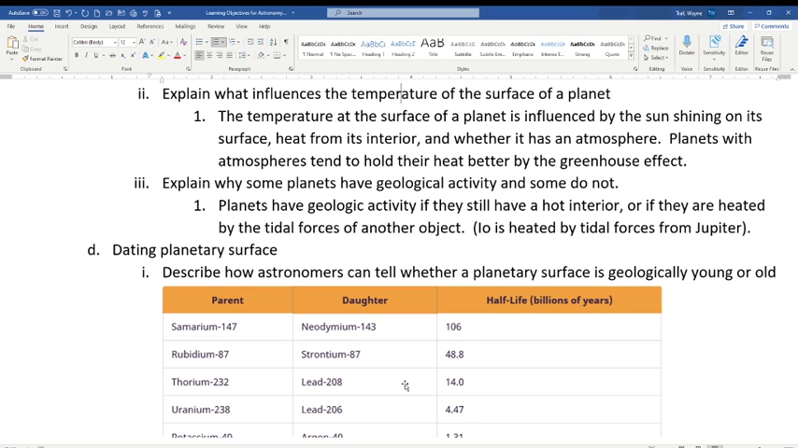Some interesting things happen, like Jupiter's moon Io is heated by tidal forces from Jupiter. So even though it's very small and should have cooled off by now, Jupiter is kind of squeezing it to make it get hotter. And so Io has lots of geologic activity.